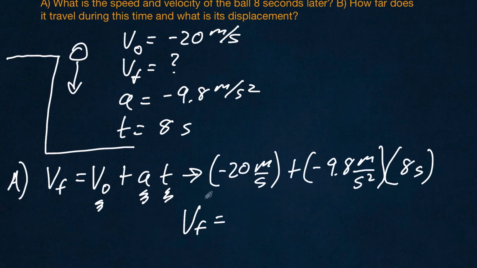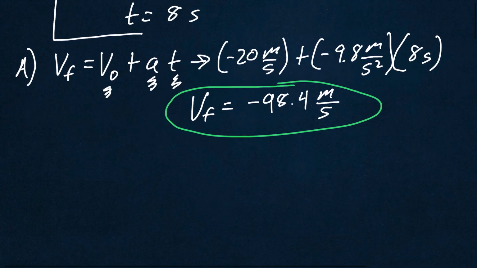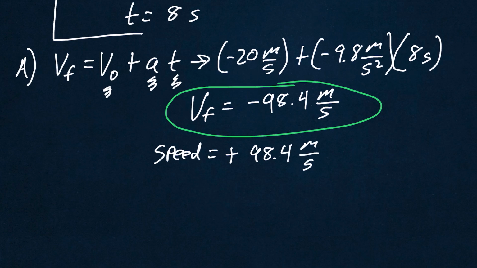Now we simply need to plug this into our calculator, and when we do that, 9.8 times 8 is 78.4. So negative 20 minus 78.4 gives us negative 98.4 meters per second. So that is the answer for velocity after 8 seconds. And if you recall, speed only tells us how fast an object is moving and not anything about direction. So speed is always positive. So speed after 8 seconds is positive 98.4 meters per second.